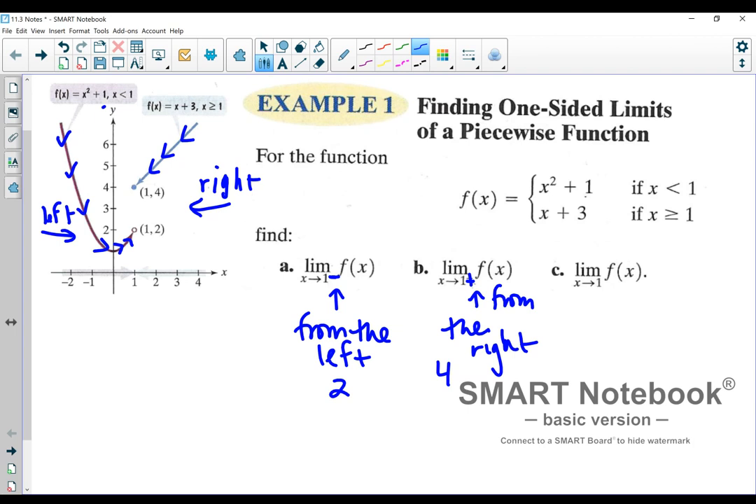So on a graph like this, we're tracing on both sides. We're kind of expecting them to meet up in the middle. Like the limit is only one number. It can't be 2 and 4 at the same time. So because the left does not equal the right, the limit here does not exist. So that means does not exist.